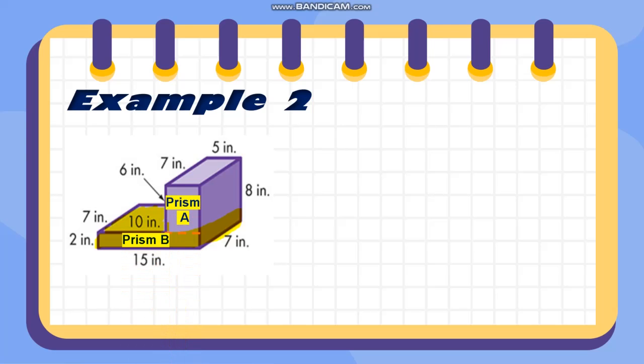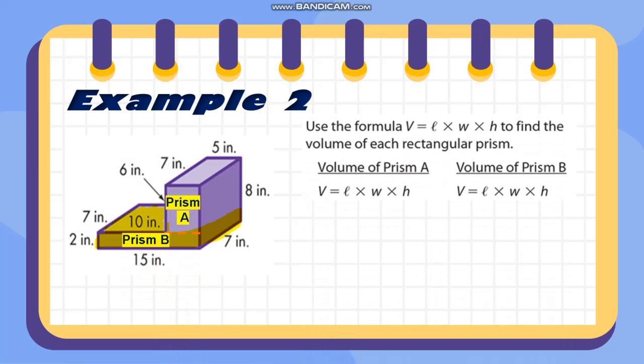So how to find the volume? As I told you, using the formula, volume is equivalent to length multiplied by width multiplied by height. So your length in prism A is this one. From here up to here is the length. From here up to here is your width. So it's the same thing here. The same thing here. And your height is this.